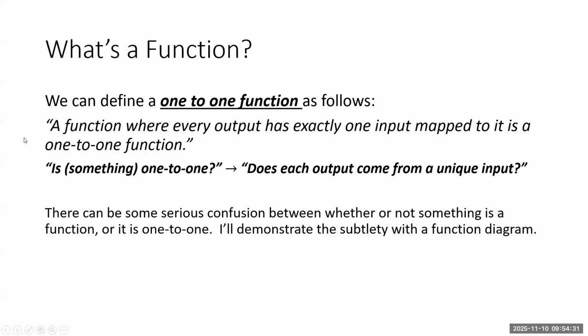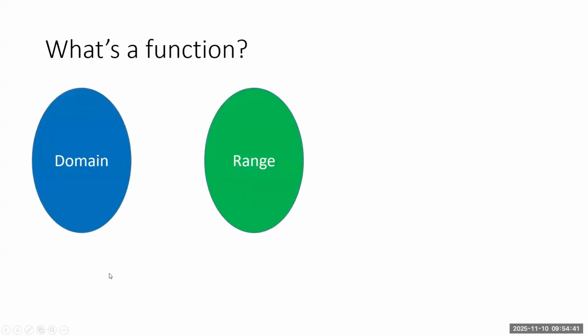There can be some serious confusion between whether or not something is a function or it is one-to-one. I'll demonstrate the subtlety with what's called a function diagram. We have 2 spaces, one of which is called the domain, one of which is called the range. In the domain space, suppose we have 3, and in the range space, we have 4. If we draw an arrow from 3 to 4, and we call that mapping F, then the piece of information we have is F of 3 equals 4.